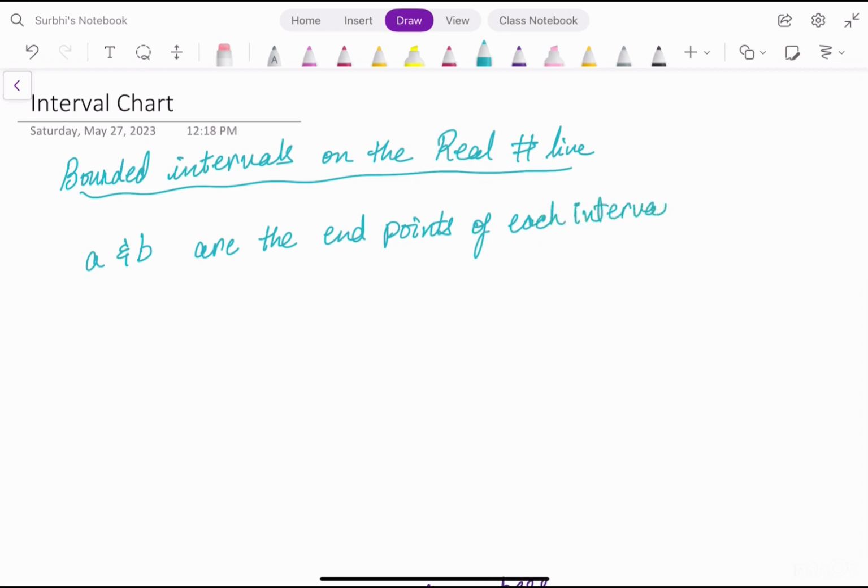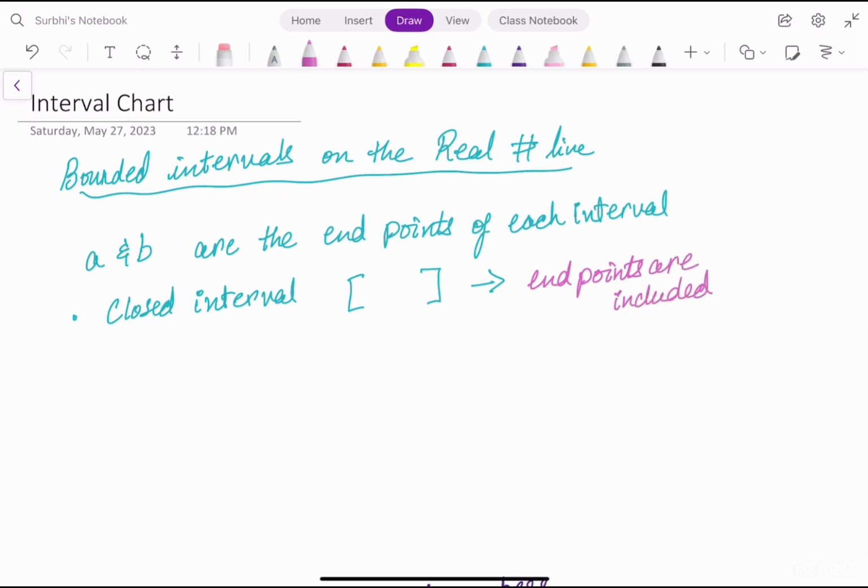Of each interval. Then we are talking about something called closed interval. So A and B, they are endpoints of any interval, and if they are in the closed interval, we are using these symbols because it implies that these two endpoints are included. So when we use the brackets, that means we are talking about the closed interval and it is included.